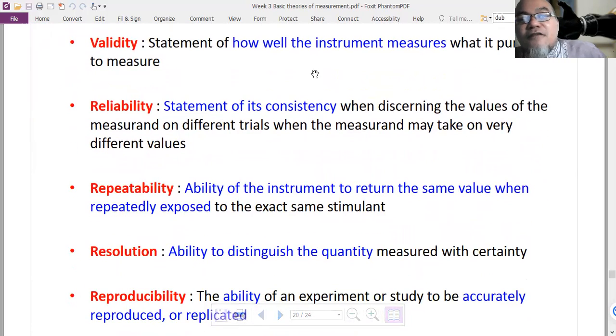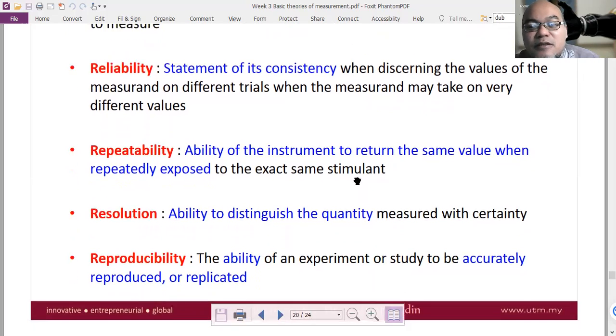Reliability is the statement of the consistency of the instrument or the sensor when discerning the values of the measurement on different trials, when the measurement may take on very different values. How consistent is it? That is the reliability. So when we do one measurement and then afterwards, maybe after a while, we do another measurement, if the measurement value remains the same or similar, we call that instrument reliable. But if it varies a lot, then it is not reliable.